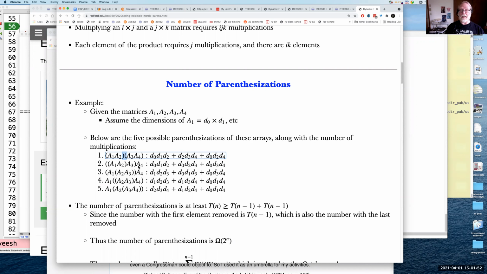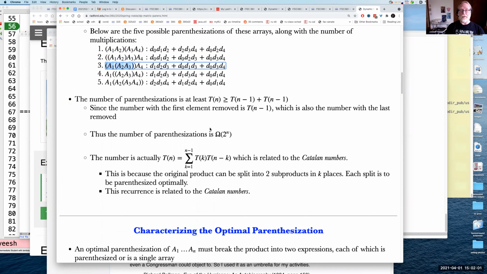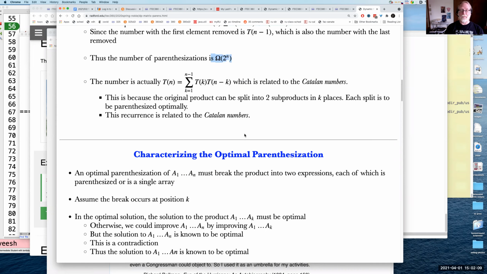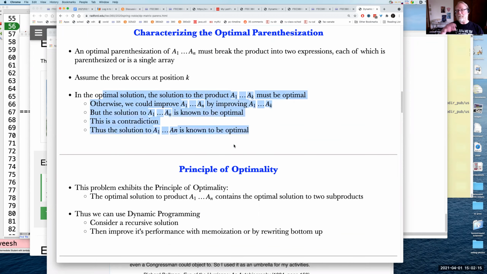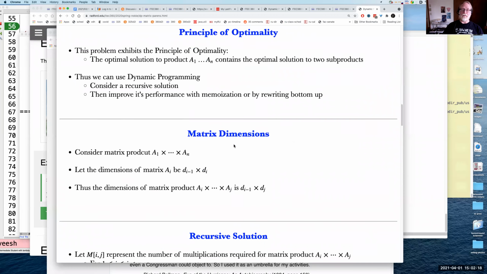But there are many other ways to parenthesize. These answers can vary by quite a bit. The number of parenthesizations is at least 2 to the n. In fact, it is strictly more than that, asymptotically bigger than 2 to the n. Okay, I caught a lot of numbers. We want the best way to do it. We want the fewest number of multiplications.